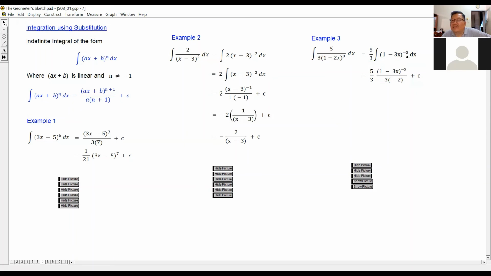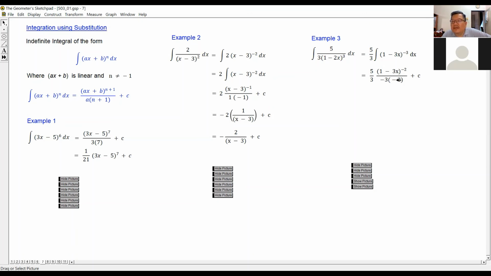Now what we are going to do is, the 3 here, you increase by 1, you add 1 there, becomes negative 2. So you divide by negative 2. Other than negative 2, what must you do? Divide by what? The number in front of x. What is the number in front of x here? Negative 3. So this example shows us that it's negative 3.